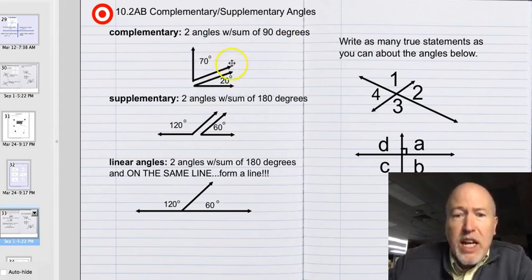How about 70 and 20? Does that add up to be 90? Good. These two are complementary angles. They add up to be 90 degrees. They don't need to touch one another. They just need to add up to be 90 degrees.